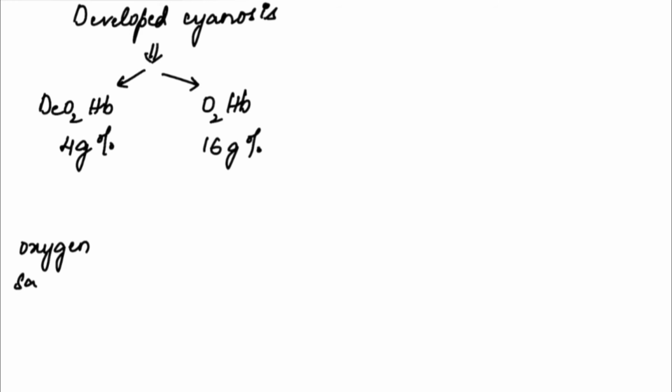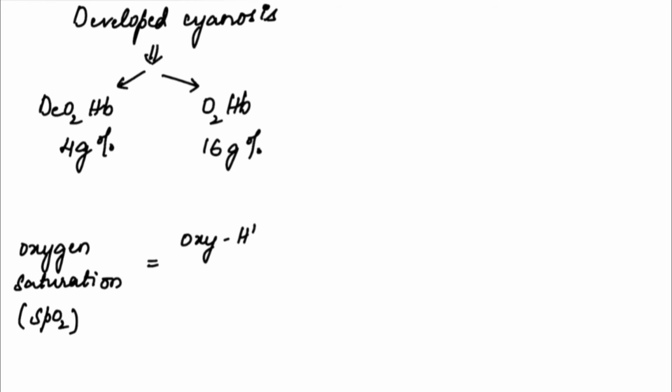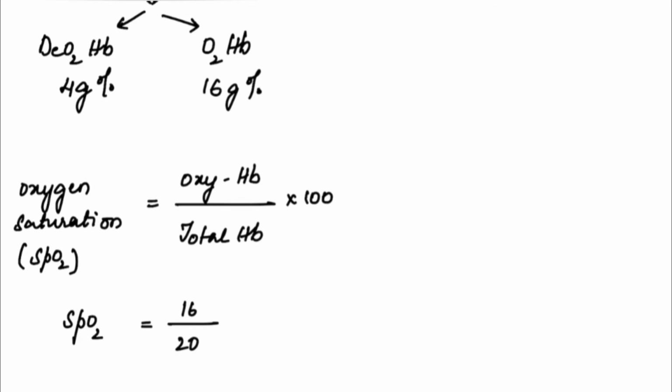Okay, now calculating the oxygen saturation of this patient, which means that out of the total hemoglobin, how much is oxygenated. That gives the formula of oxygenated hemoglobin out of his total hemoglobin into 100. Now calculating the saturation of this patient, it comes to about 16 by 20 into 100, which is 80%.